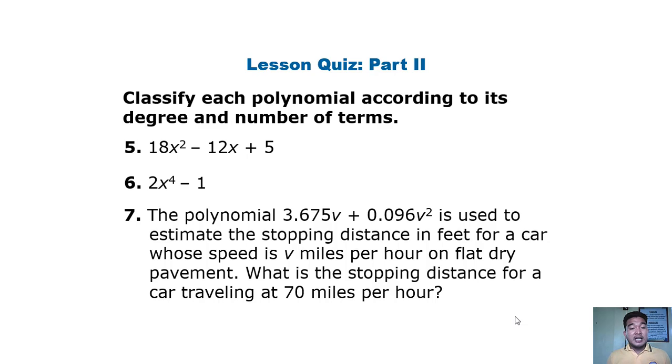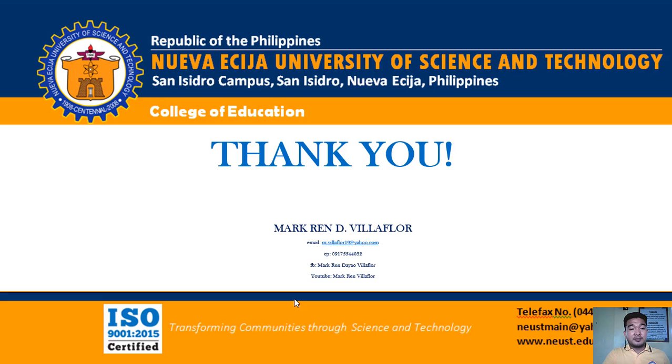Then for number 7, the polynomial 3.67675v plus 0.096v squared is used to estimate the stopping distance in feet for a car, whose speed is v miles per hour on flat dry pavement. What is the stopping distance for a car traveling at 70 miles per hour? Ibig sabihin, yung 70 miles per hour, 70, isa-substitute nyo lang doon sa polynomial. Ito yon. Papalitan nyo yung v ng 70 to arrive at the answer.